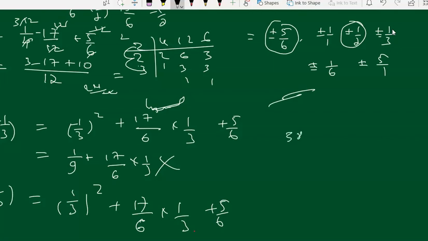So we have got 3x plus 1 over there, and 3x plus 1 means 3x is equal to minus 1 and x is equal to minus 1 by 3. For minus 1 by 3 you will get the answer. You check it out properly.